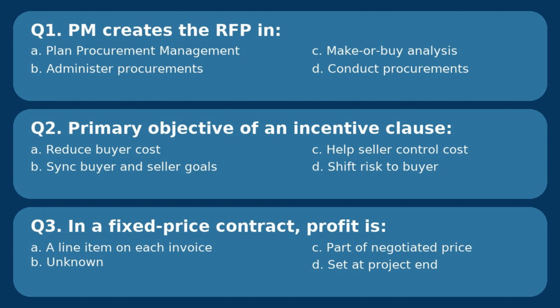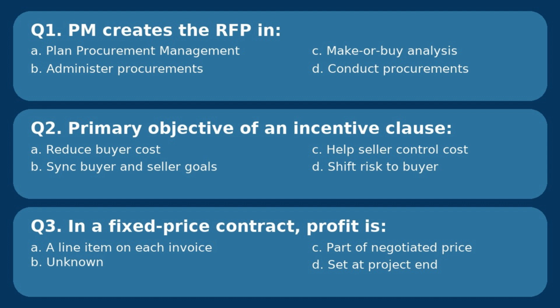Let's move on to question number 2. What is the point of an incentive clause? The primary objective of an incentive clause is to reduce buyer cost, or to sync objectives, or to help the seller control cost, or shift risk to the buyer by reducing seller risk. The right answer is sync objectives.